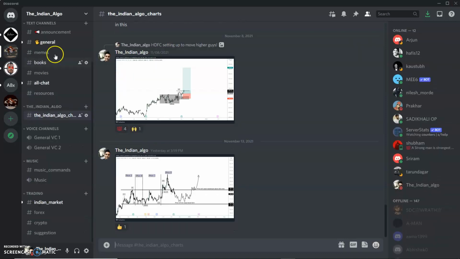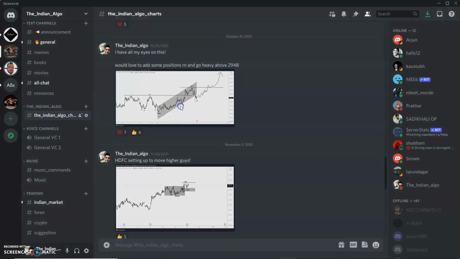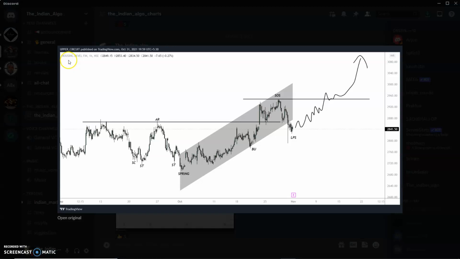So this is my Discord server here. I post my charts, I post my trades, most of the time even before taking them. This is the HDFC chart, right? I had shared it previously, and we did get a good up move from here. So this is what we do.